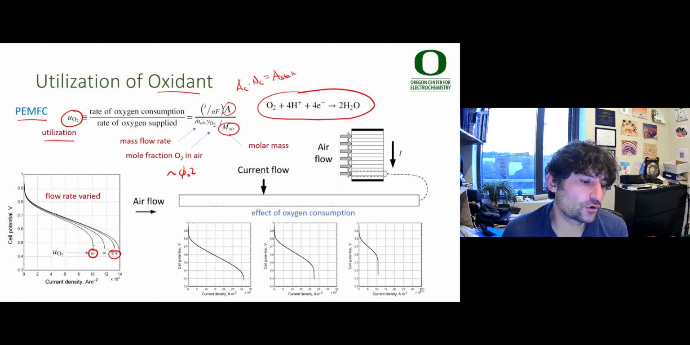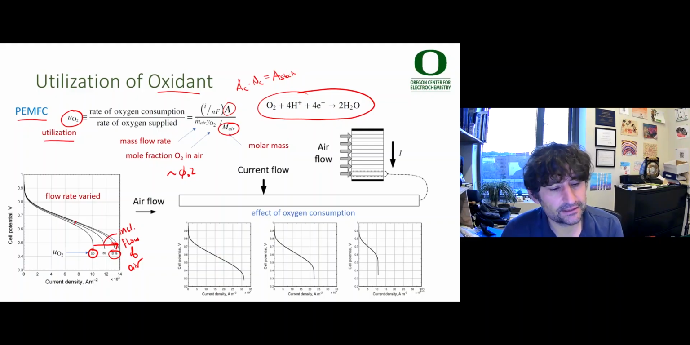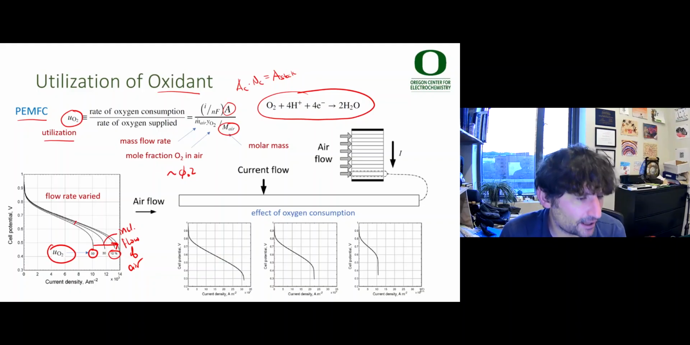What you can see is, of course, when you go to lower utilization by increasing the flow rate, the mass transfer limiting current increases as expected. We're supplying more reactant. And the voltage at any given current actually increases. So the efficiency of burning the fuel increases as you go to lower utilizations of oxygen. So you might think, why is this? Why does the utilization of oxygen have anything to do with the output voltage?